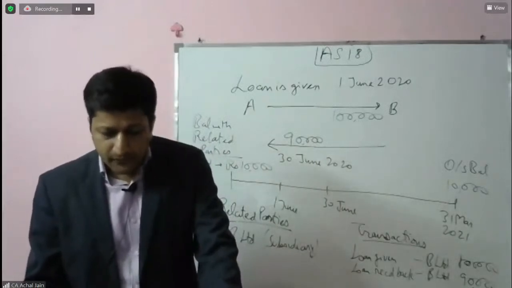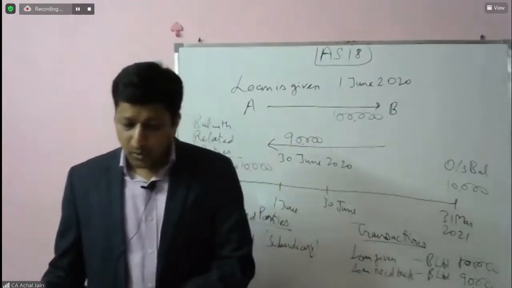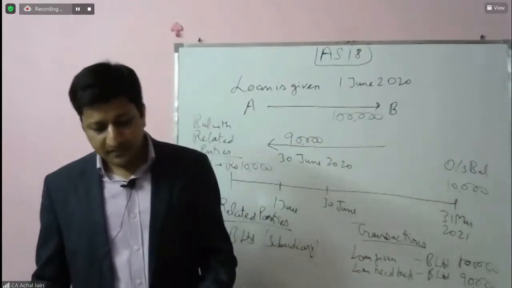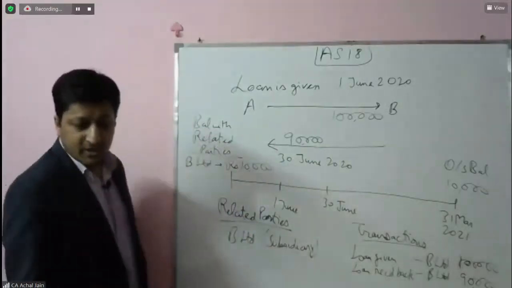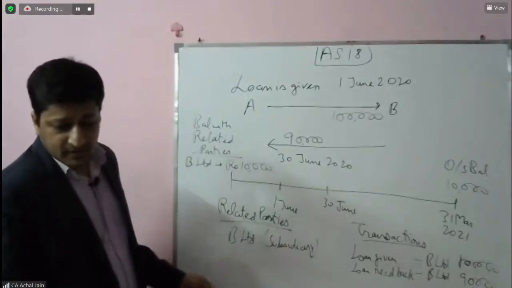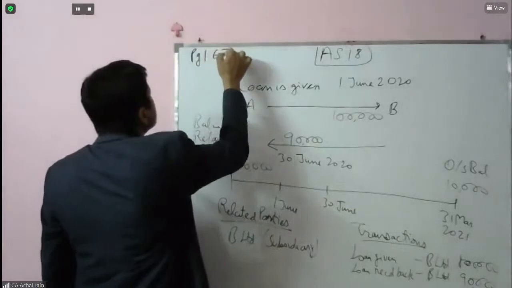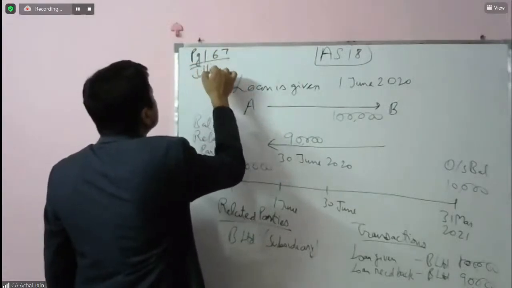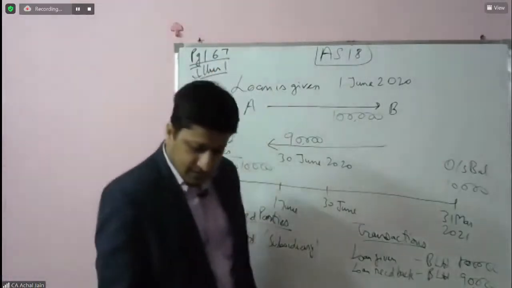statements. Now we can move on to illustration number 1 on page number 1.67. We can move on to this illustration and start solving this. Page number 1.67. Illustration 1. We can start solving this.